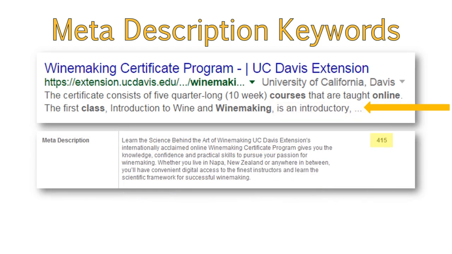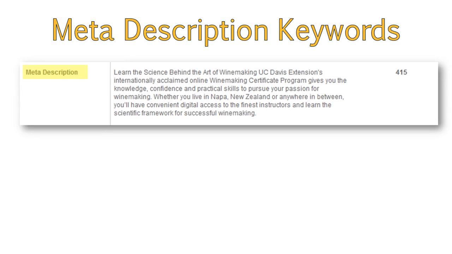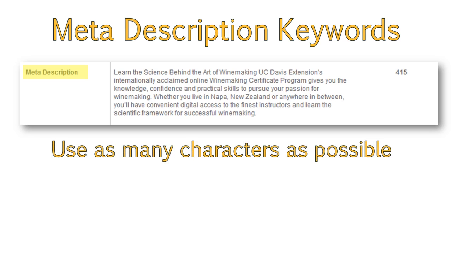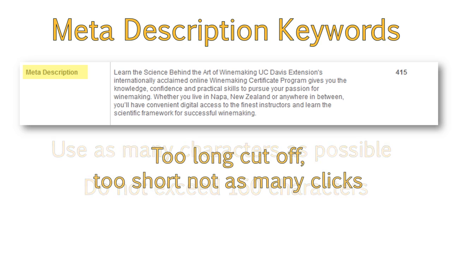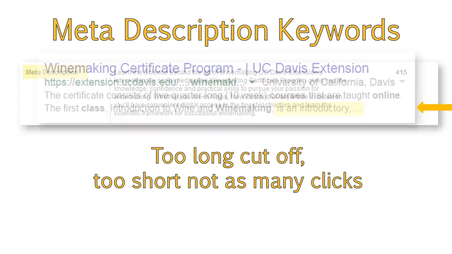The meta description used was 415 characters in length, which is way too long. For this page, Google has decided to provide its own meta description based on the content on the page. This may be due to the existing description's excessive length. It's important to try to use as many characters as possible without exceeding 160. If your meta description is too long, it will either not be used or get cut off like the example above.